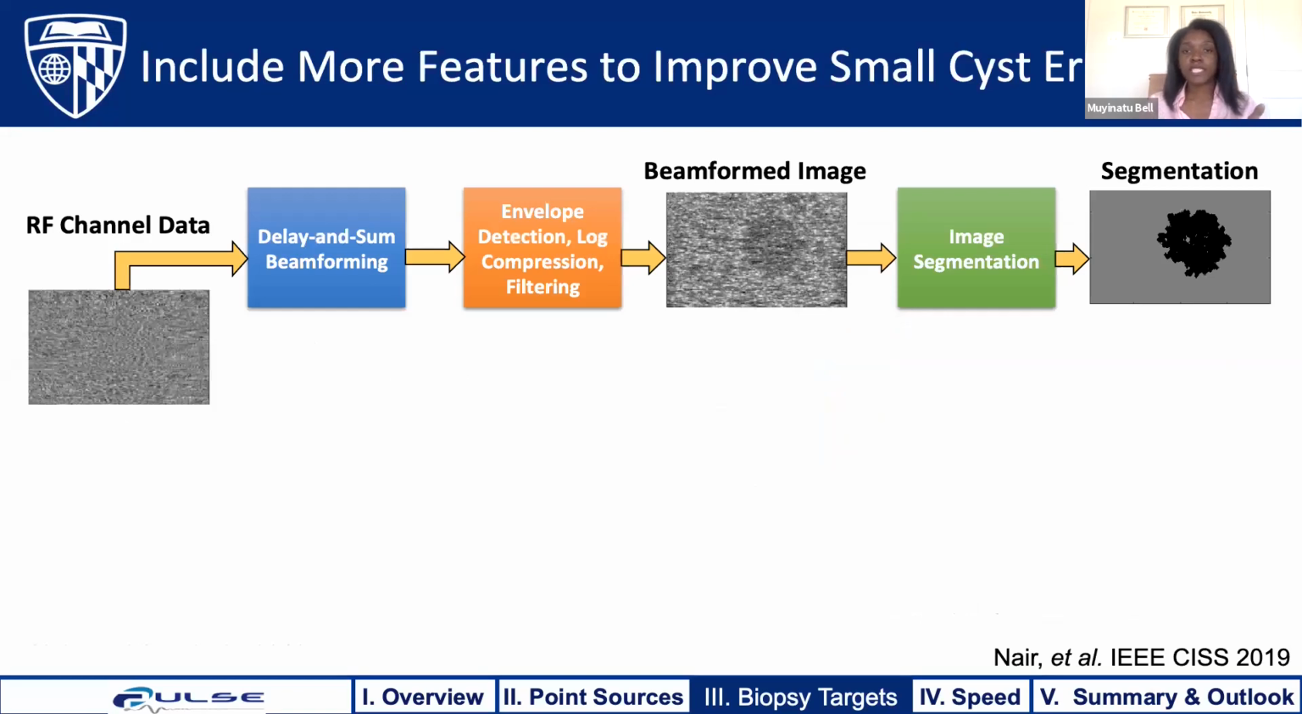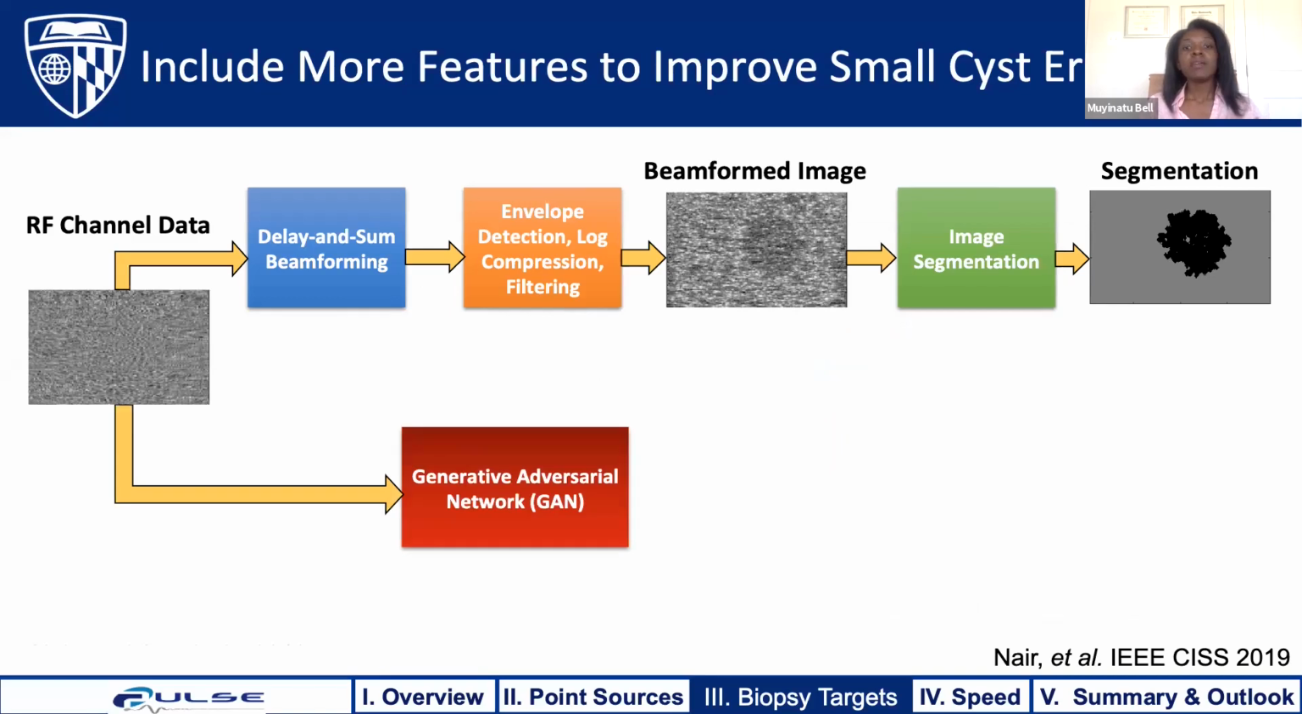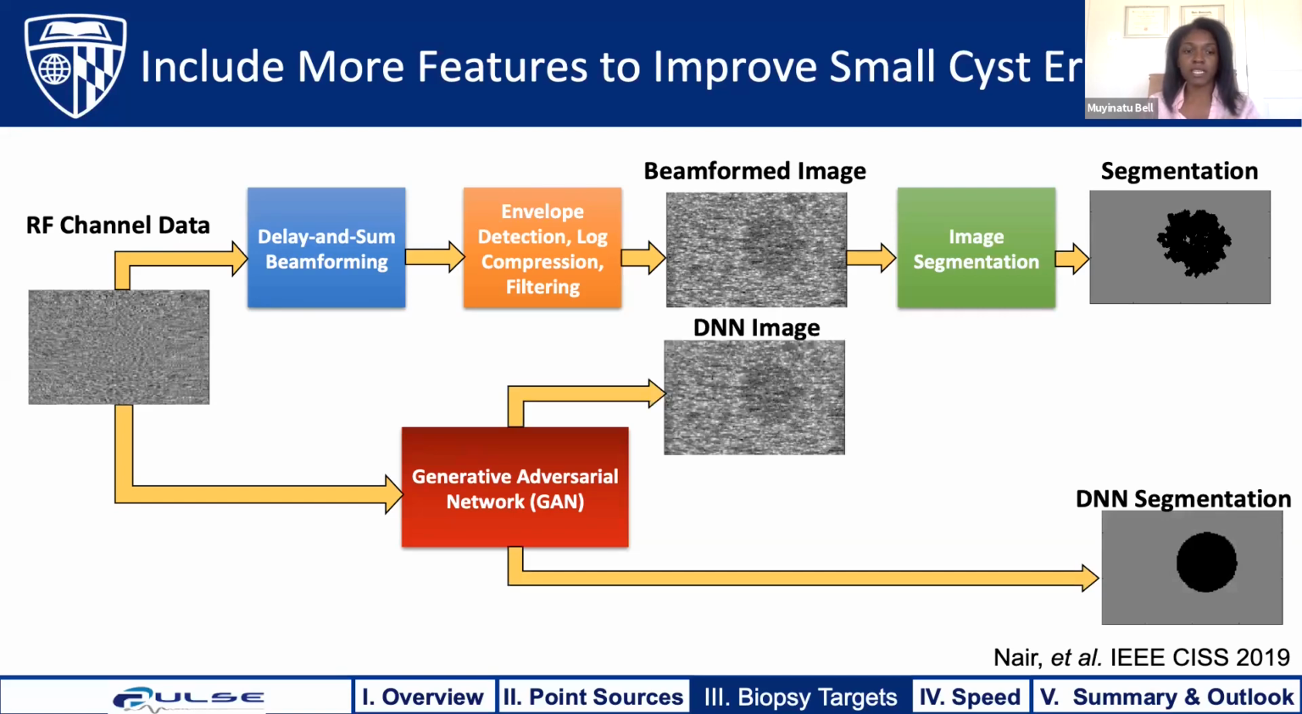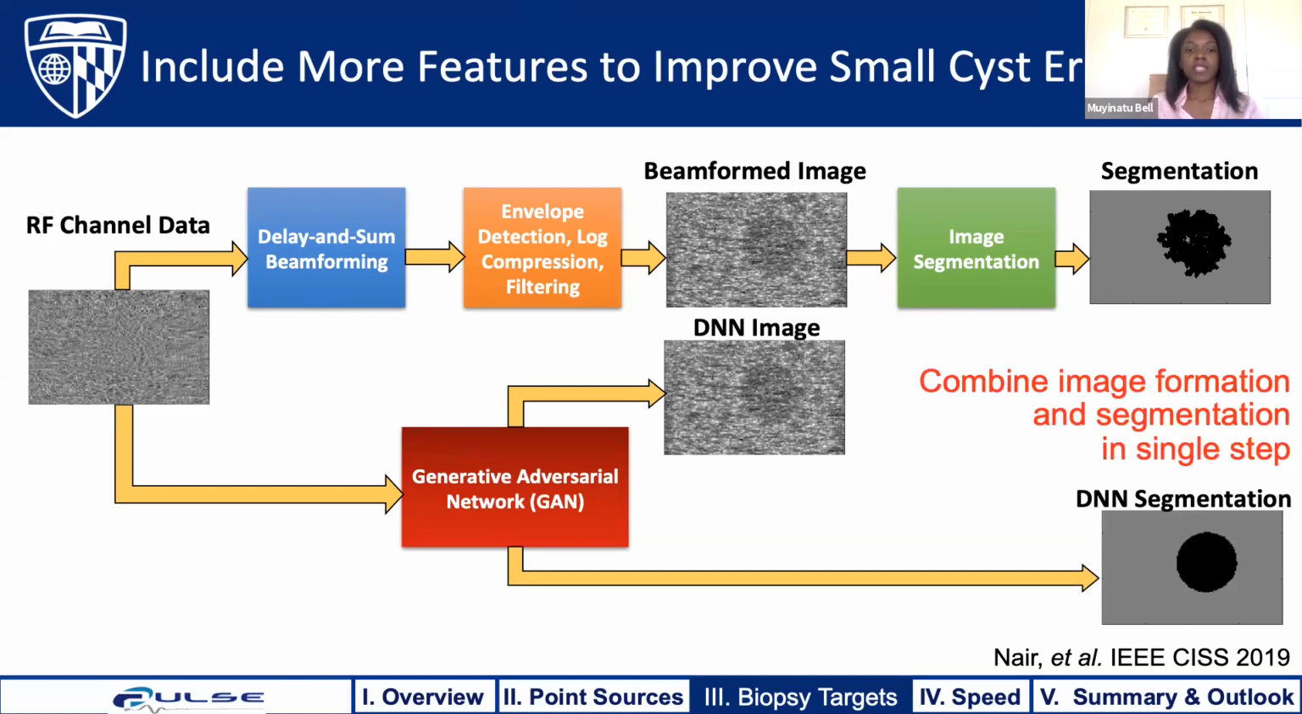So this led us to question, what can we do to improve the small cyst errors that we see? And this is what led to our generative adversarial network, where we said, what if we can use feature sharing to force our network output to only produce a segmentation result if it can also produce an image that actually looks like the beamformed image? And in doing this, we took a step back and realized that we can have 2 outputs from a single input. And so we newly combined both image formation and image segmentation in a single step.